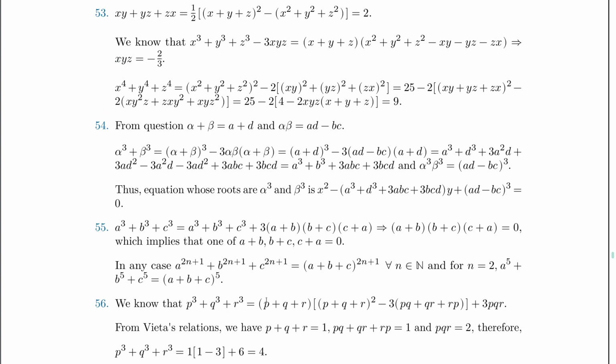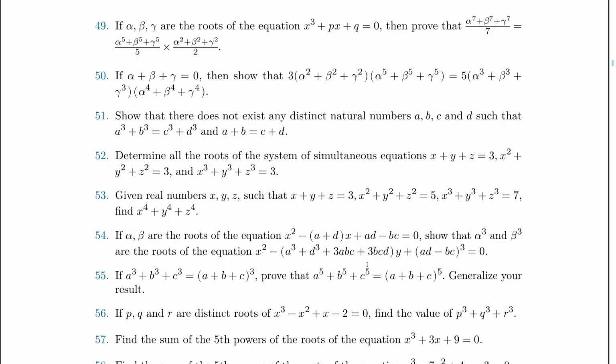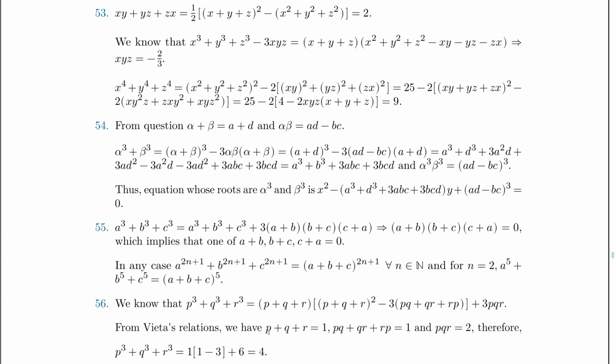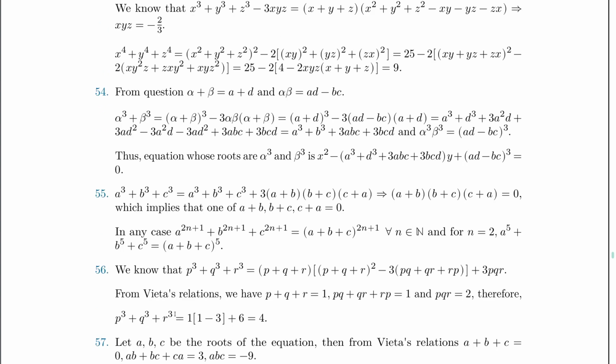We are not substituting into that, we are just writing it down. p plus q plus r into p plus q plus r whole square minus 3 into pq plus qr plus rp, plus 3pqr. And from Vieta's relationship for this equation, we have p plus q plus r is equal to 1, pq plus qr plus rp is equal to 1, and pqr is equal to 2. So we simply substitute in this equation. We obtain p cube plus q cube plus r cube is equal to 6.